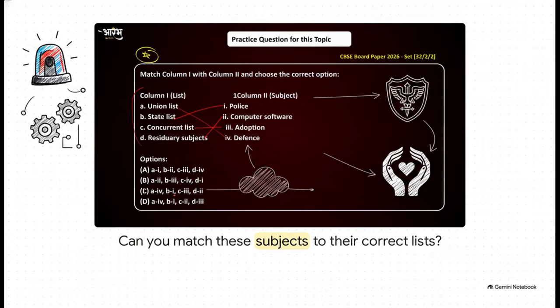Let's do a quick mental check with a match the column practice question. Take a second to mentally sort these. Police? That goes to the state list. Computer software? Residuary for sure. Defense is obviously Union, and adoption falls under concurrent. Being able to quickly categorize these subjects is absolutely essential for understanding how Indian governance operates day to day.